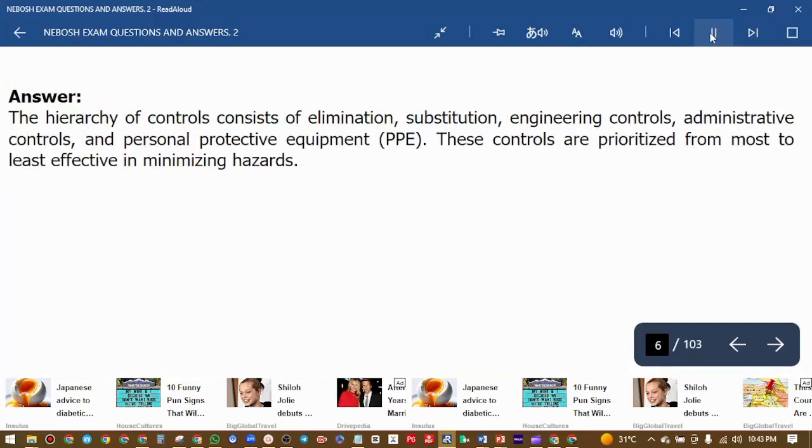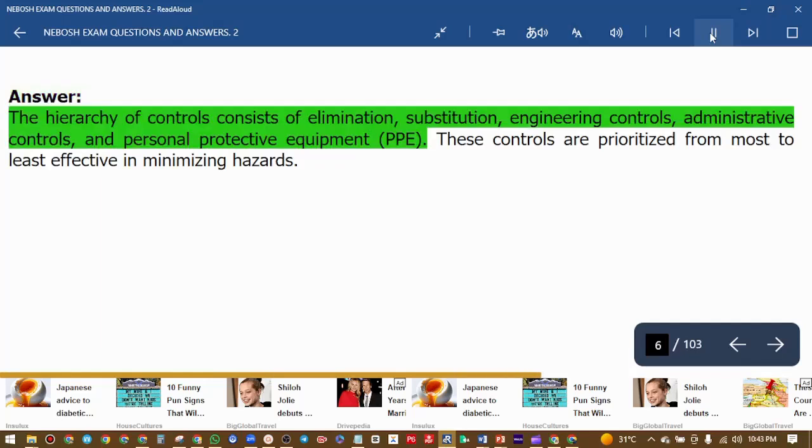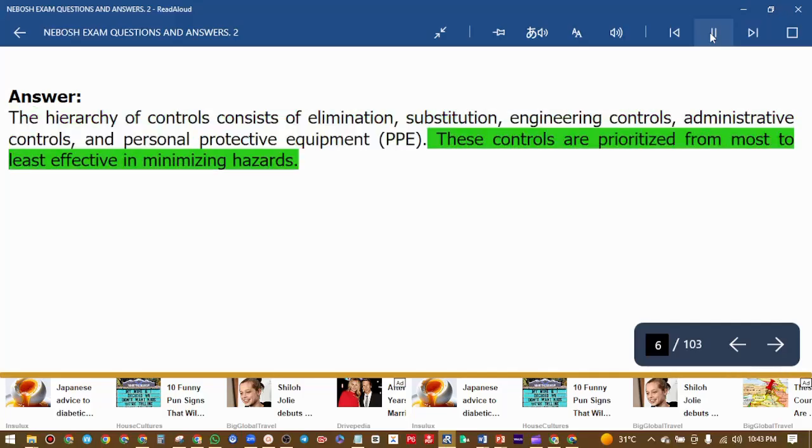Question 2. Describe the hierarchy of controls used in occupational health and safety. Answer. The hierarchy of controls consists of elimination, substitution, engineering controls, administrative controls, and personal protective equipment, PPE. These controls are prioritized from most to least effective in minimizing hazards.